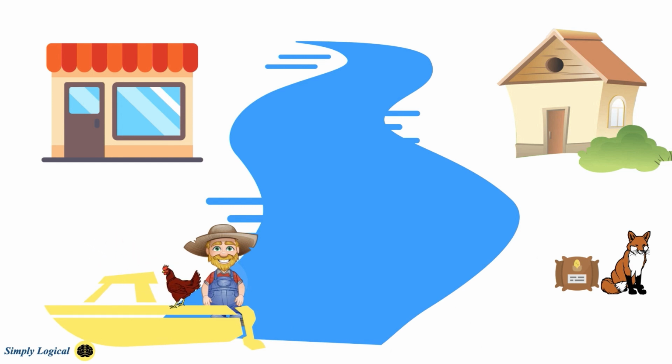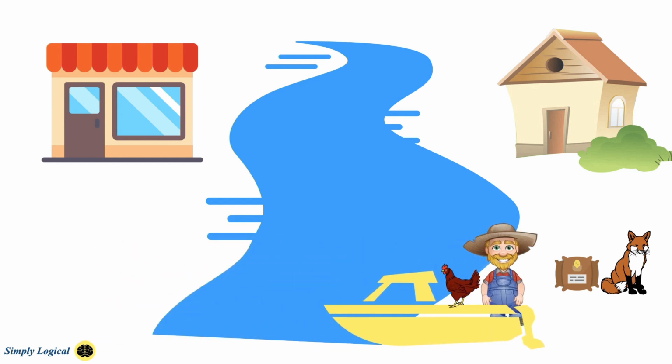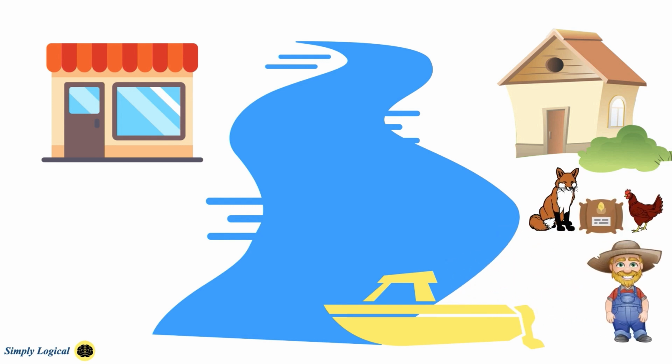Finally, he goes back to get the chicken, bringing all three items across the river to the far side without letting anything eat anything else. By following this simple logical approach, the farmer brought all three across the river without losing anyone.